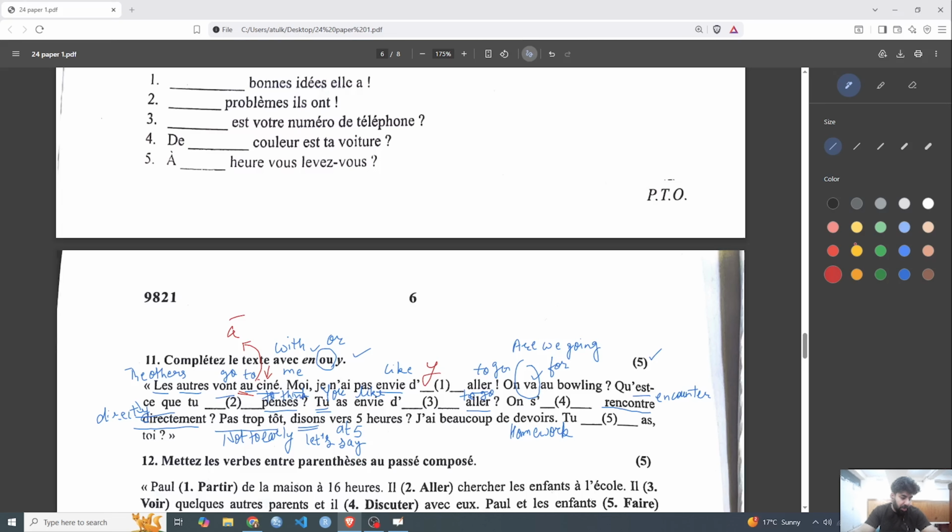So it says "et vous, le bowling". So are we going for bowling? What do you think about it? Now the phrase is "penser à", which means to think, to have an opinion about something. And generally en is used to replace that phrase. We have seen it on the whiteboard. So what I'm going to write here is en.